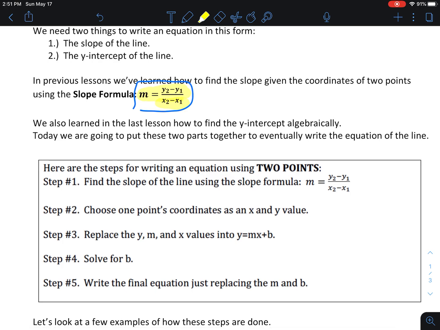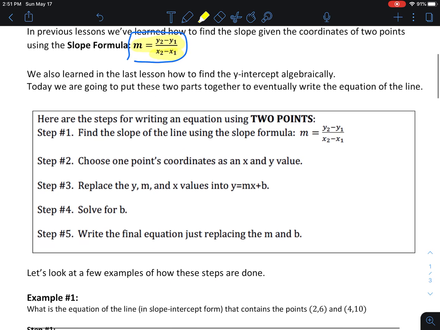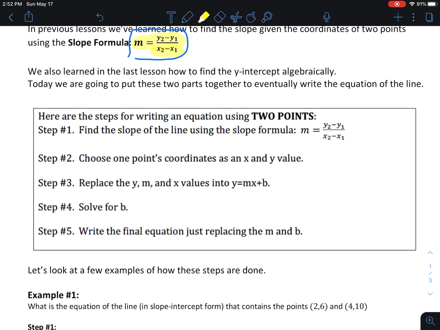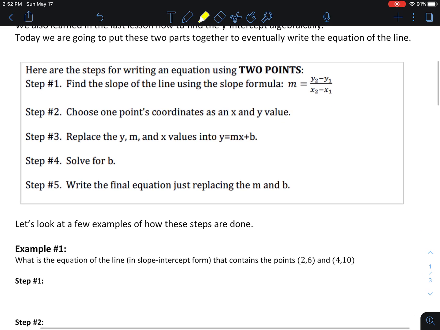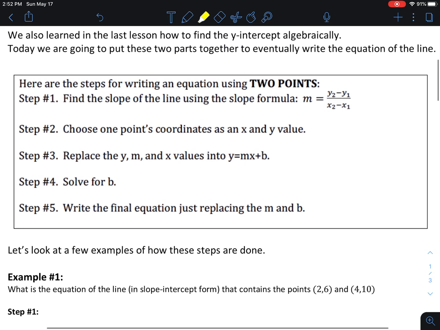Now, once you have the slope, you can do what we did last time with replacing the slope and the coordinates of 1 point and solving for b algebraically. Today, we're going to put those two parts together to eventually write the equation of the line. And what I've done here is I've made this box which shows you the steps for writing the equation using 2 points. I'll walk you through the steps right now, and then we'll take a look at a few examples.